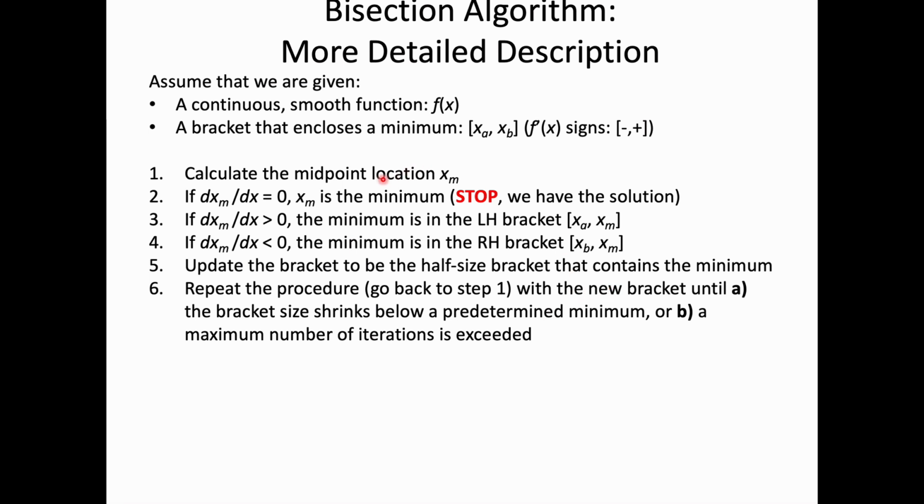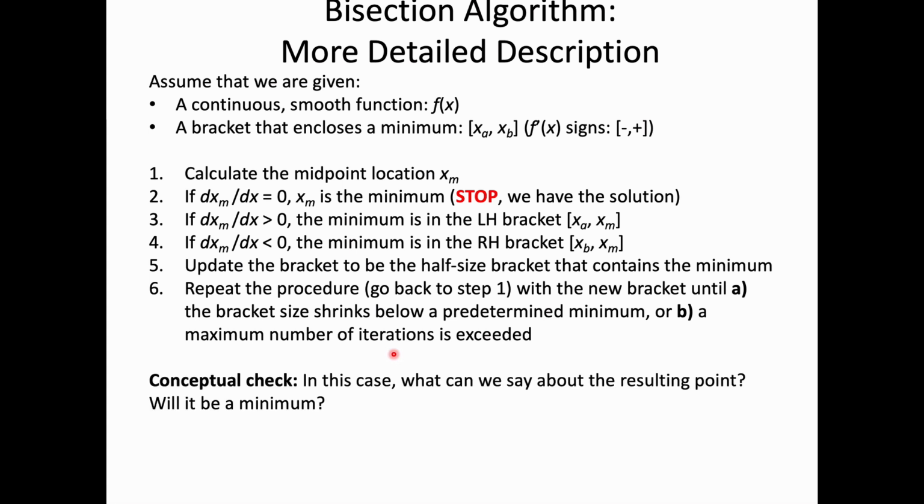We go back to step 1, calculate the midpoint location with this new bracket, and keep repeating until either the bracket size shrinks below a predetermined minimum, a tolerance value that we set, and that's the ideal outcome, or a maximum number of iterations is exceeded. If the maximum number of iterations is exceeded, and that's the reason for termination, then we don't really have a guarantee that we've found a minimum.